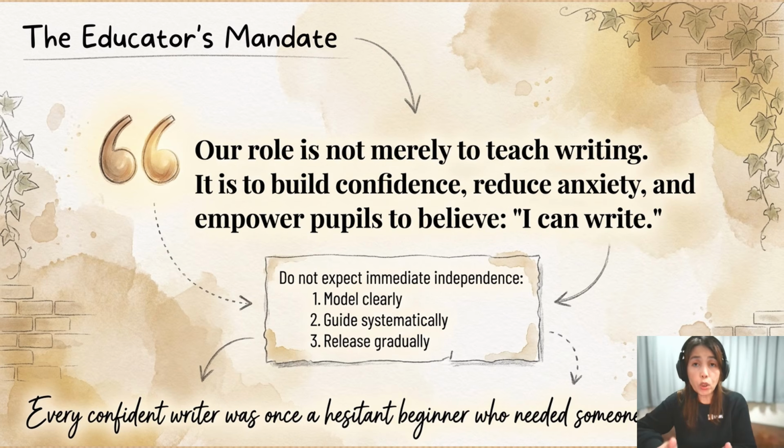The Mr. Wonder model is one practical way of doing that. We model clearly, guide systematically, and release responsibility gradually. We use a memorable visual to make structure visible, provide language support when it is needed, and differentiate the independent tasks so that every pupil has a genuine point of success.